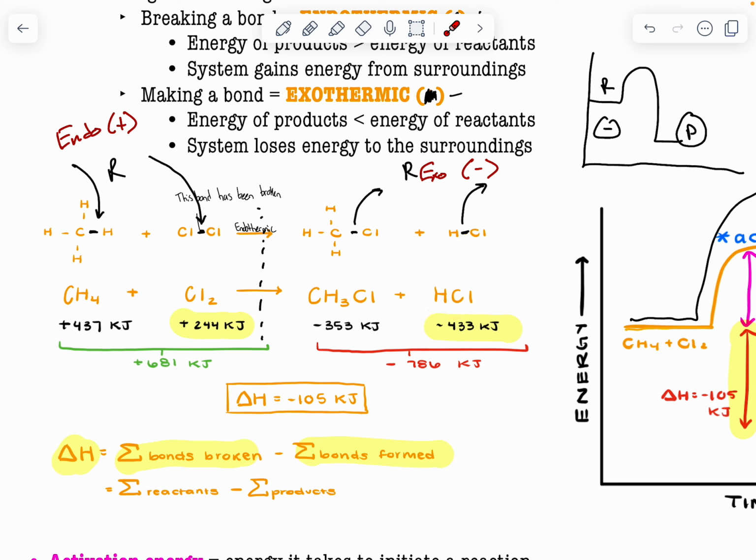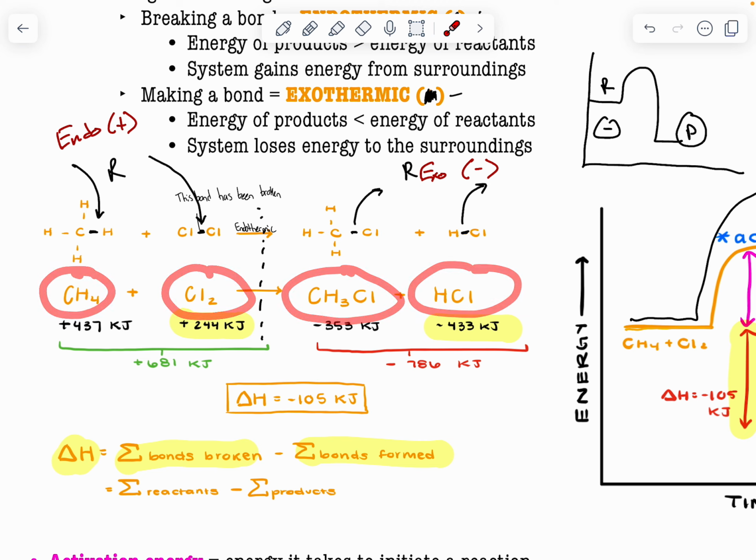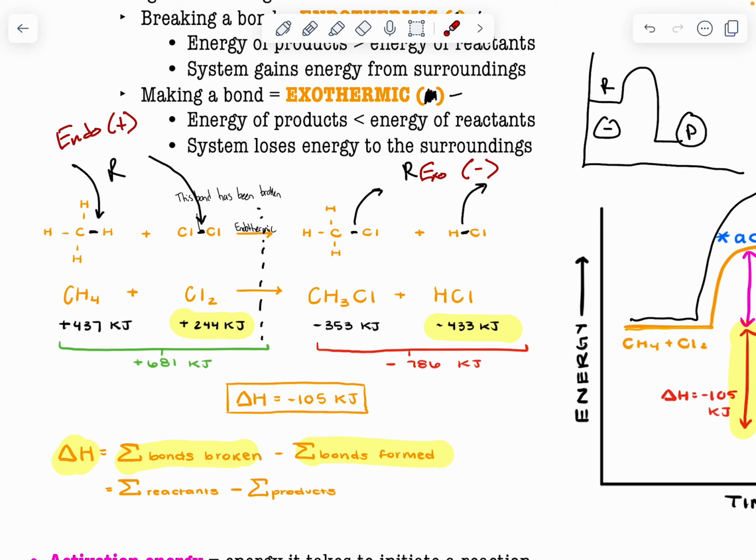So what we can tell from these products right here is that bonds were broken over on our reactant side to create new compounds over here. So on the left-hand side, we know we are breaking apart some of those molecules and breaking some bonds to release some of these particles out into free space. So that means we have to input energy into the system. We have to put a positive amount of energy into the system to break those bonds. So therefore, the reactant side over here is going to be considered endothermic.